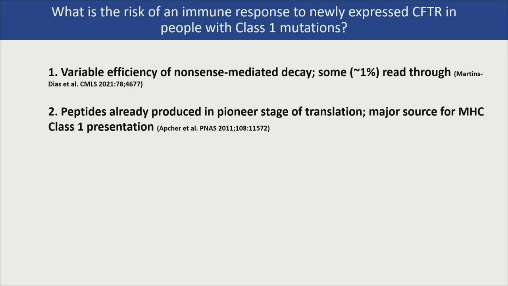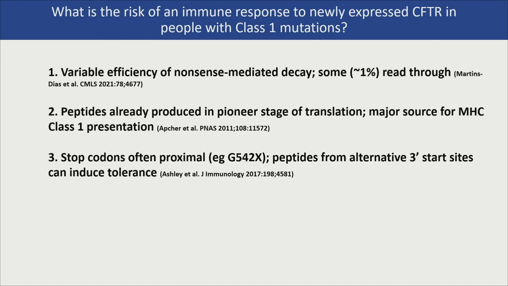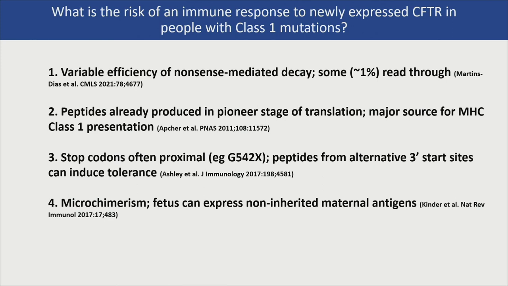Thirdly, you will know that the stop codons are often quite proximal in CFTR, and in fact there are alternative start sites distal to that, and those peptides produced from those start sites can induce tolerance. And finally, we don't just inherit our antigens, we get some of them through the placental circulation from our mothers, and of course that is another way, this microchimerism, of being tolerized.